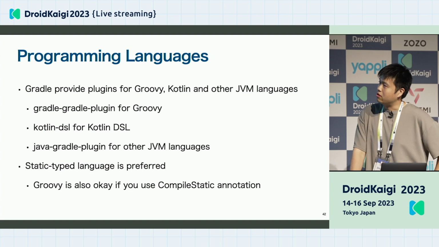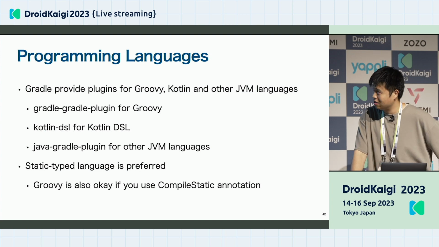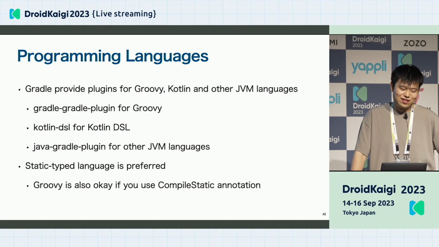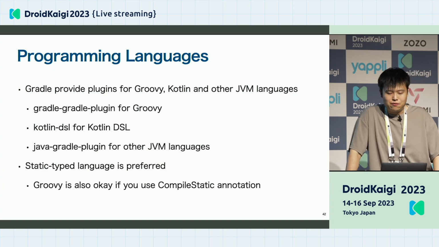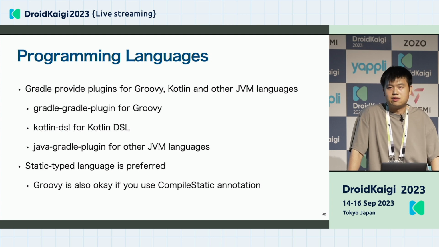So for Android developers, Kotlin DSL, maybe you often see it in many Android projects. And also, Gradle recommends static type JVM languages, even though they are using, how can I say, Groovy as the default language, because static type JVM language is preferred for compilation avoidance and type inference costs at runtime.